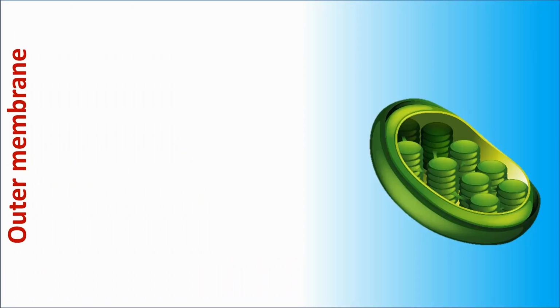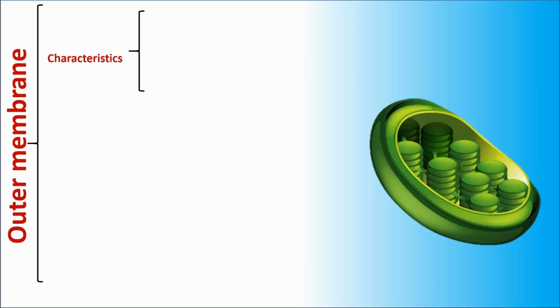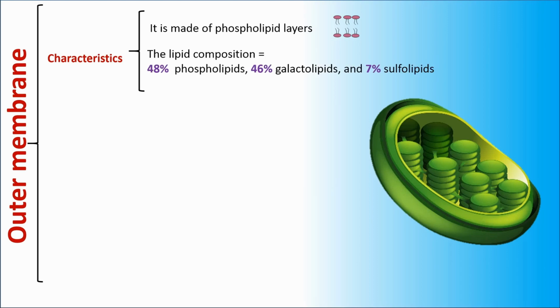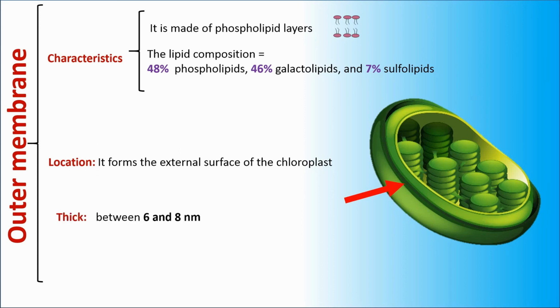Outer membrane. The outer membrane of chloroplast is made of phospholipid layers. The lipid composition is 48% phospholipids, 46% galactolipids, and 7% sulfolipids. It forms the external surface of the chloroplast. Its thickness is between 6 and 8 nanometers. The outer membrane is permeable to most ions and metabolites.